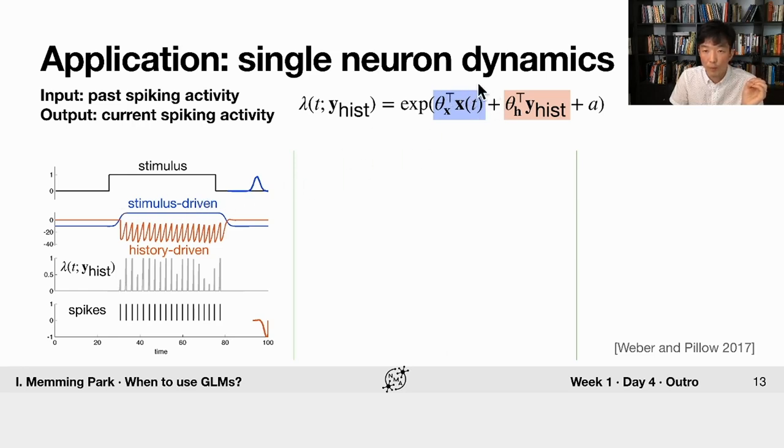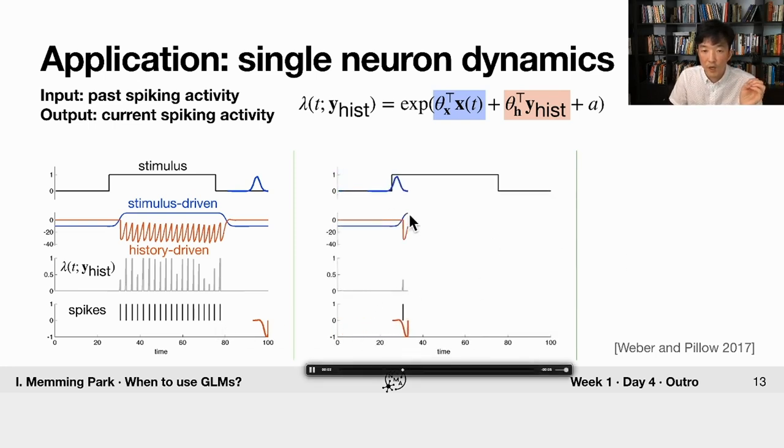The linear operation, the stimulus interacting with the stimulus filter, is going to be the blue line, and vice versa for the red line here. After the exponential, you sum these two up and then take the exponential, you will have this firing rate, the gray lines, and the generated spikes, which are the black lines. So now let's look at the video.